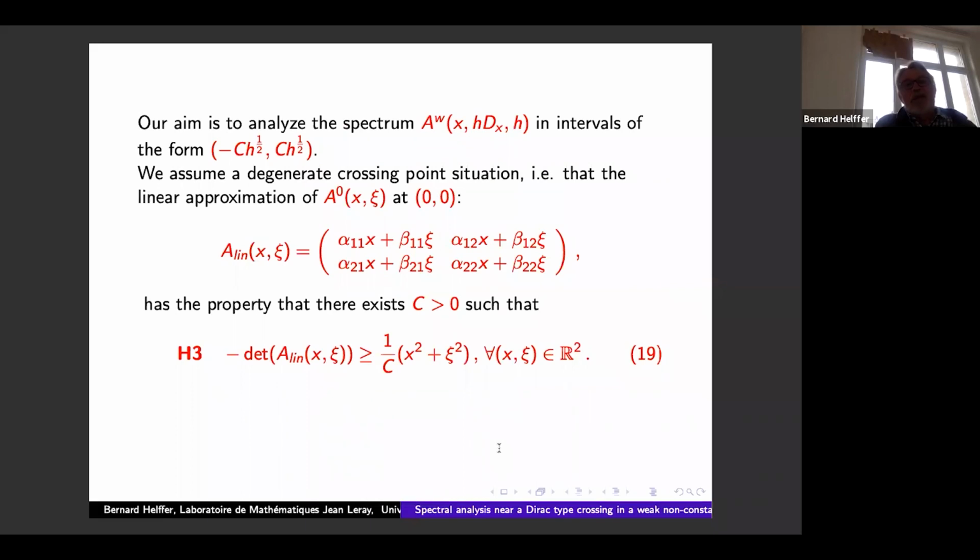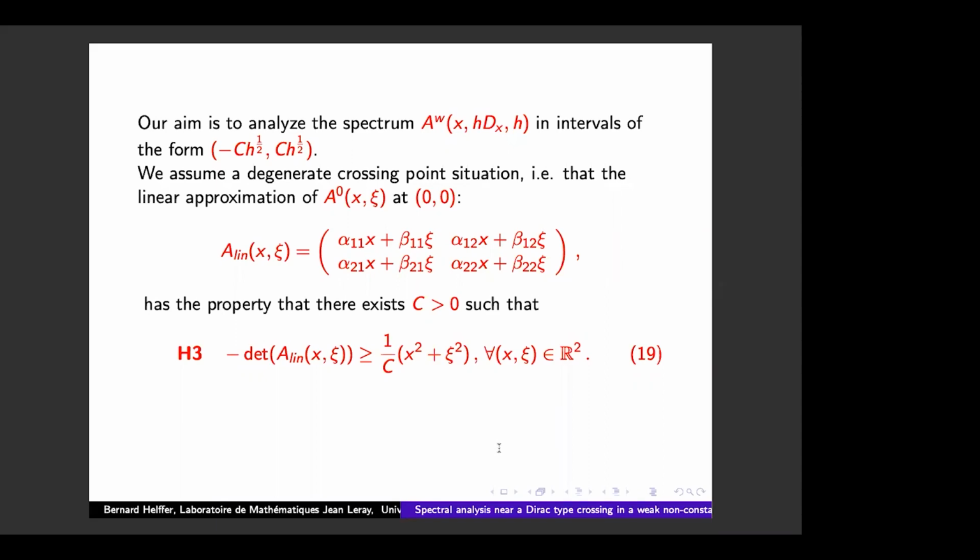Then the aim is to analyze the spectrum of this operator in a small interval around 0 of size minus C h^(1/2), C h^(1/2). In comparison with the case where we were looking at the bottom of the spectrum of an operator, here we are in a crossing point situation, and we have to linearize the operator and look at the linearization of this operator. So this is the model. The assumption that we have made on the non-degeneracy of the crossing can be interpreted in terms of the determinant of this symbol. Everything is linear here.